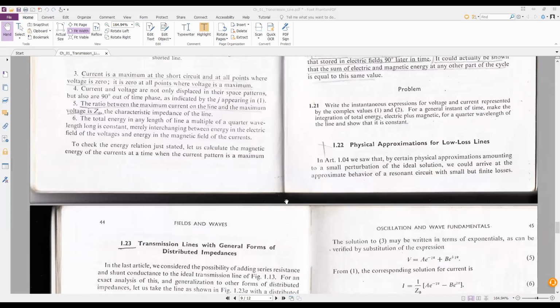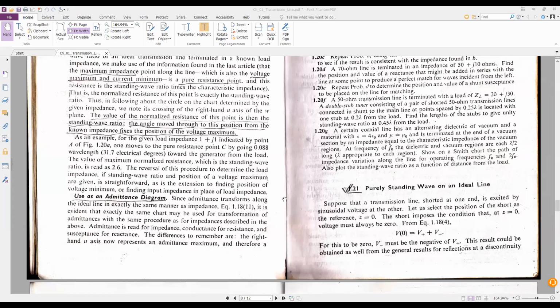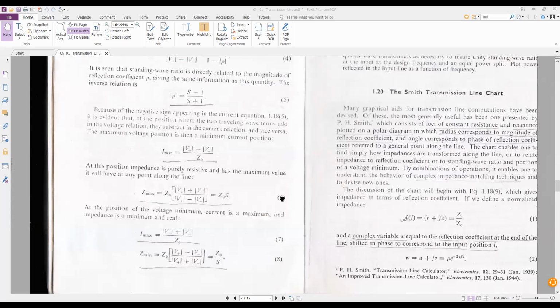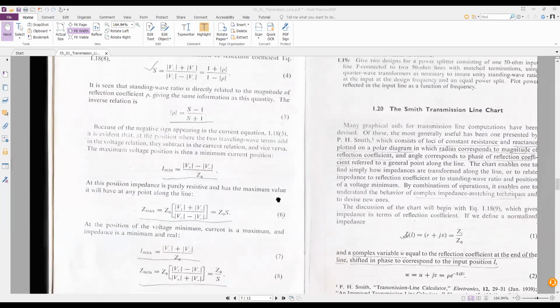Okay, let me share one thing, one chapter. This is chapter 1, from which I am trying to solve a few things.